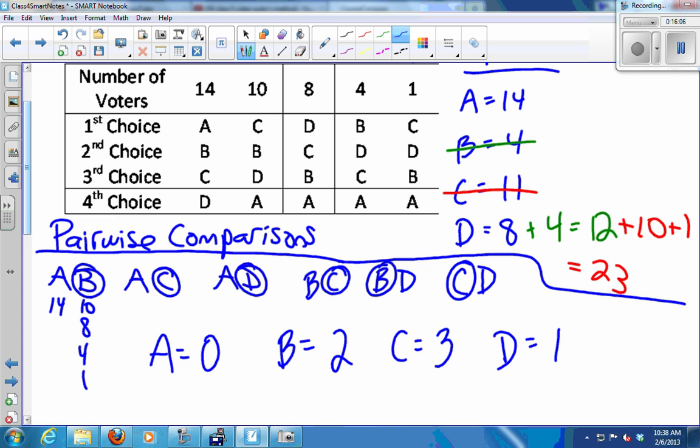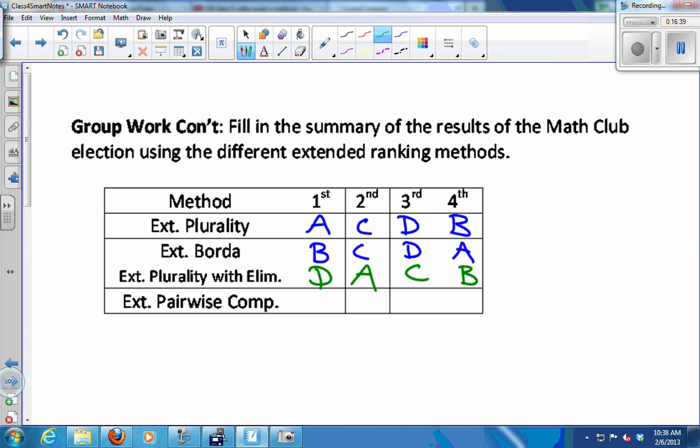B versus D? Yeah, let's go through it then. So these 14 would choose B. Okay, and then these 10 would also choose B. And these 8 would choose D. 4 would choose B, and 1 would choose D, so B has the most. Yeah, once somebody gets a majority, you don't have to go through the rest of them. So my ranking here is C, B, D, A.